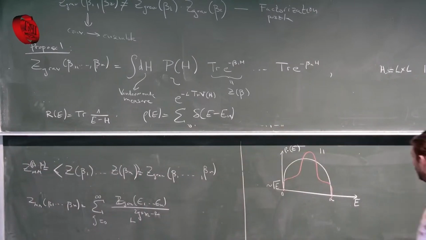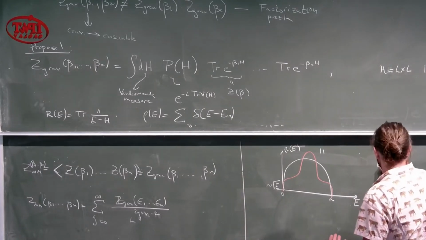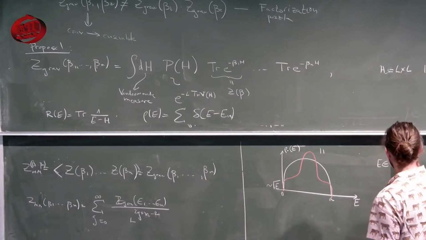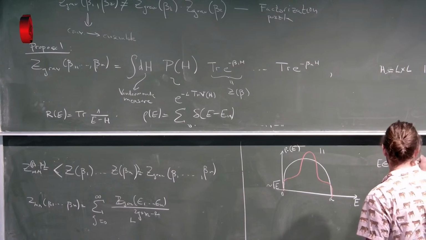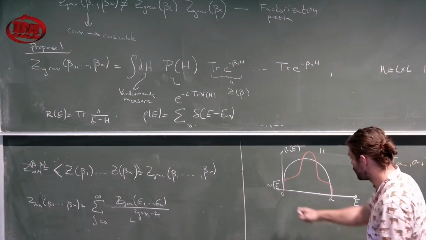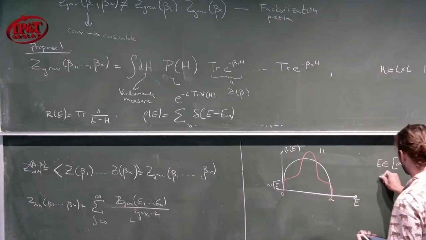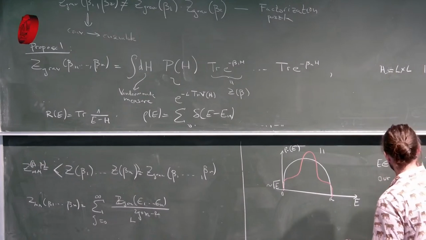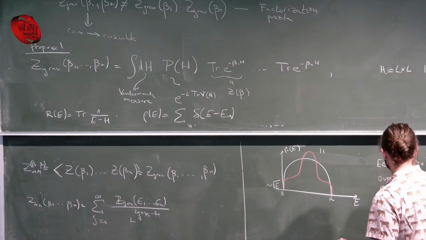So here E ranges over some range, let's say from A minus to A plus. Here I just chose A minus to be 0. While for our black holes, E ranges from 0 to infinity.